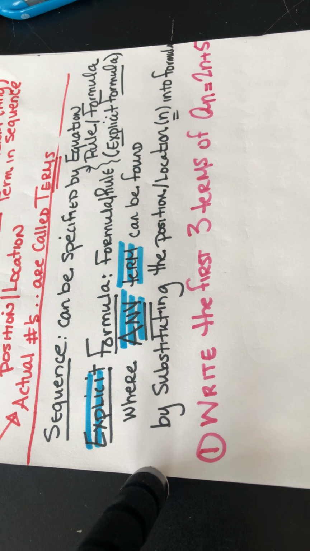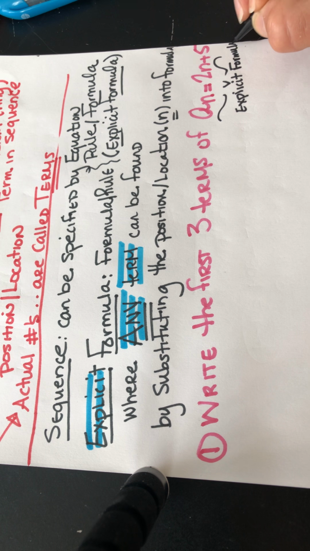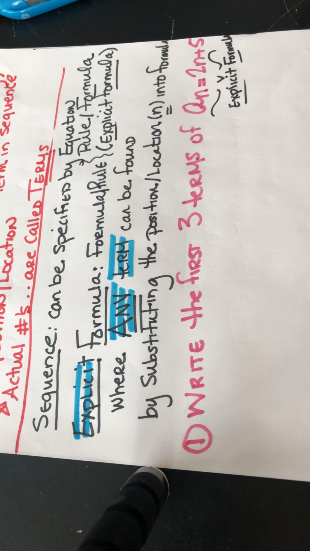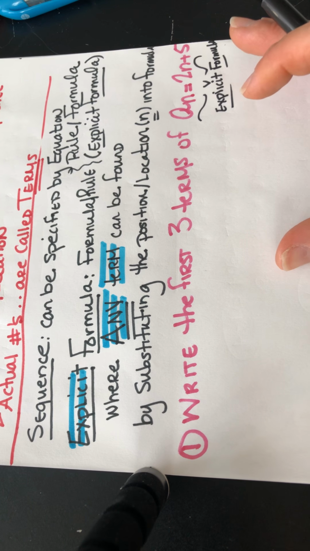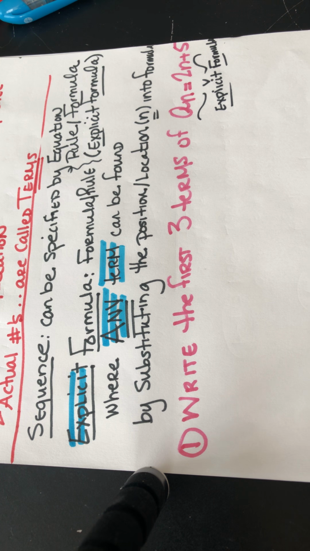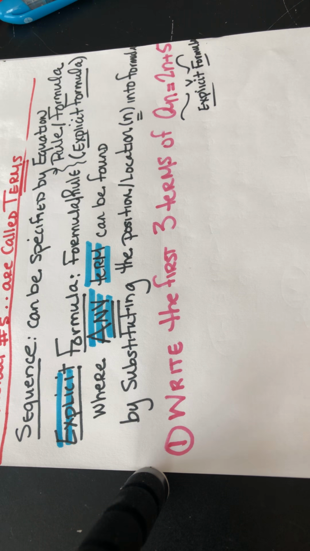So what we want to understand is this that I wrote for you right here. This is what we call the explicit formula. I am giving you an explicit formula that you will use to find me any, there's that keyword, any number I want. For right now, I just want you guys to find the first 3 terms.